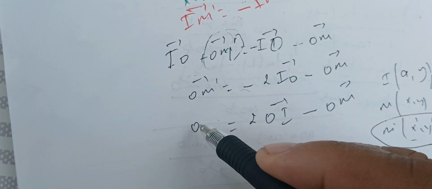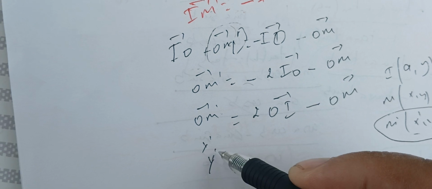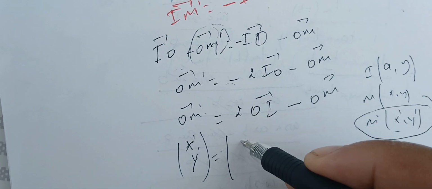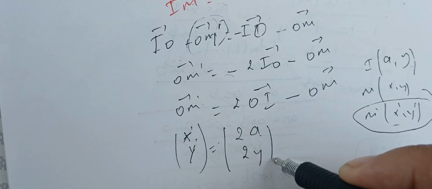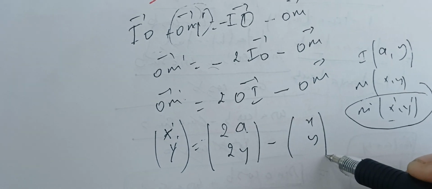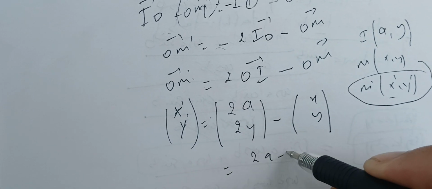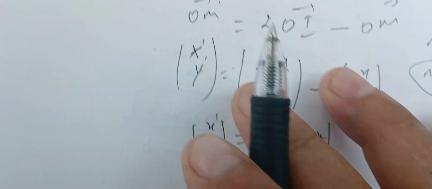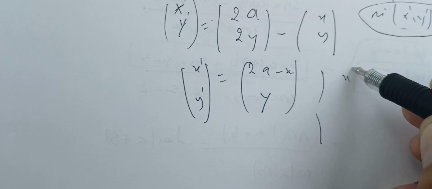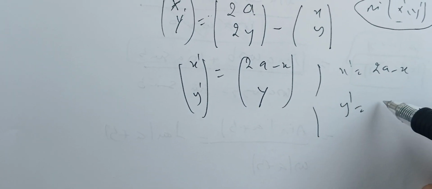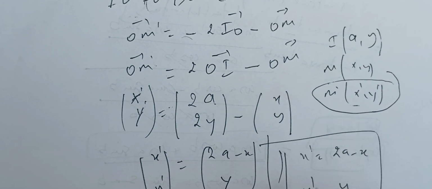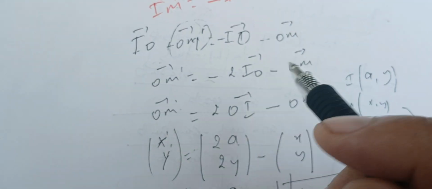So we have OM prime, which is x prime, y prime. It's going to be 2OI, that means 2a, 2y, minus OM, which is just x, y. Therefore we have 2a minus x, and 2y minus y is just y. Therefore we have x prime and y prime in terms of x and y. This gives us that x prime is 2a minus x and y prime is just y. This is the analytic expression of this reflection with respect to this line.